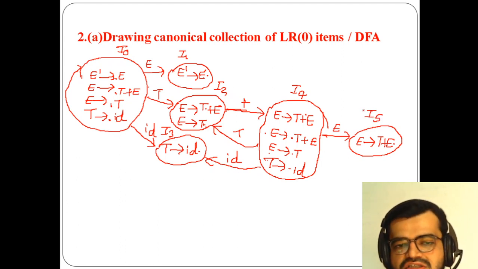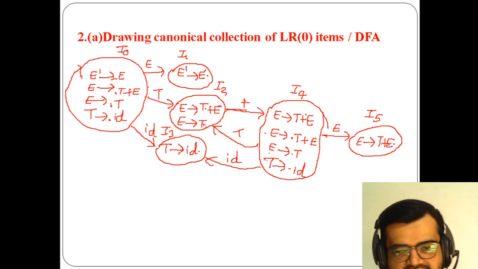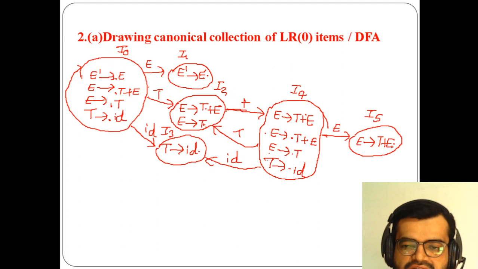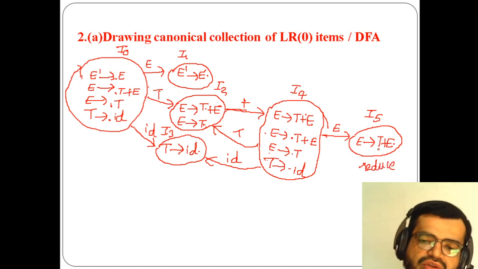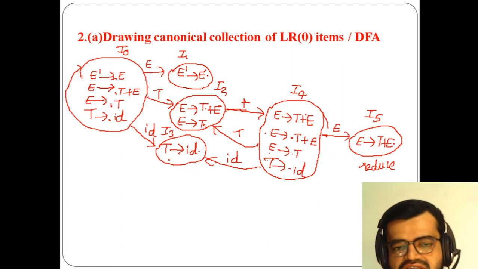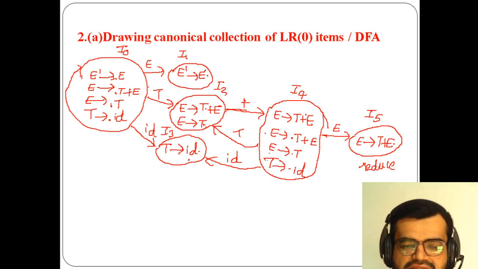What are the final productions here? The final production is this I5. What is this? E of T plus E dot. So I said in the previous session, whenever a production is a final production, because after the dot nothing is there, that production can be used for which action? Reduce. So I am using this I5 for the reduce action. Similarly, I can also use this one, T of ID dot. Why? Because after ID dot nothing is there, right? So I can use this one also for reduce purpose.